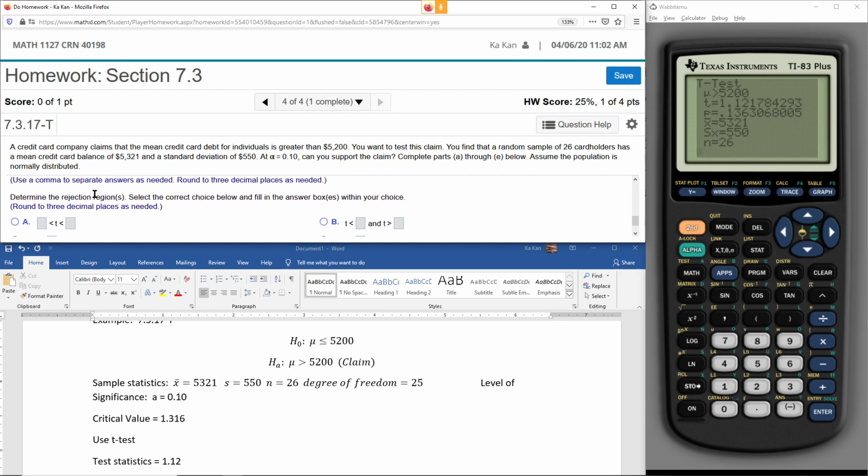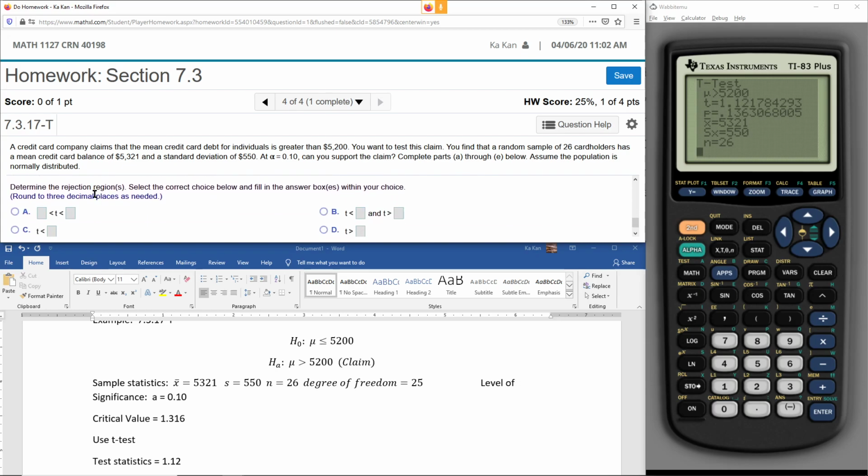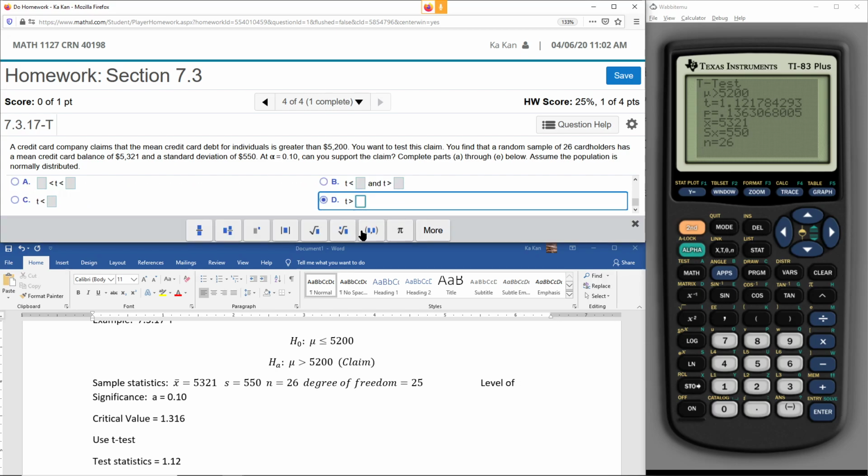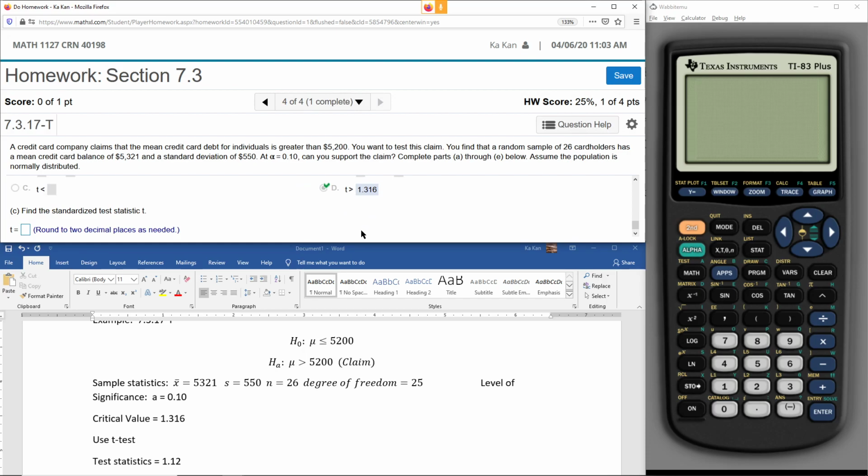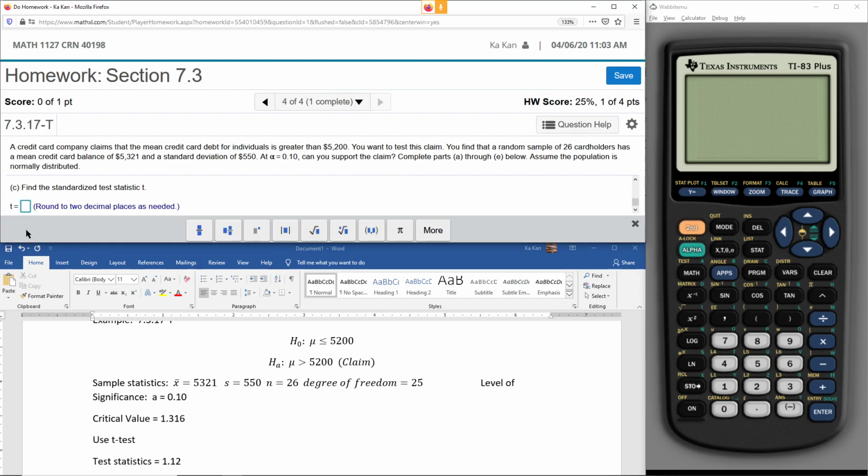And then what does it say? Determine the rejection region. Rejection region means outside the boundary, meaning the critical value is 1.316. It's everybody who's bigger than that because you're doing a right tail test. And again, you gotta refer back to 7.1 to know what I'm talking about. But basically, any value that's bigger than 1.316 is gonna reject the null hypothesis. So there'll be 1.316 here. So now find the standardized test statistic, which is 1.12.